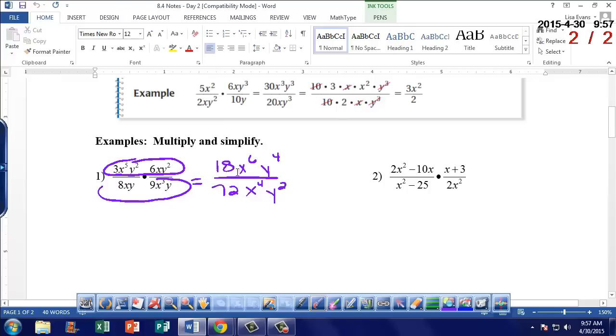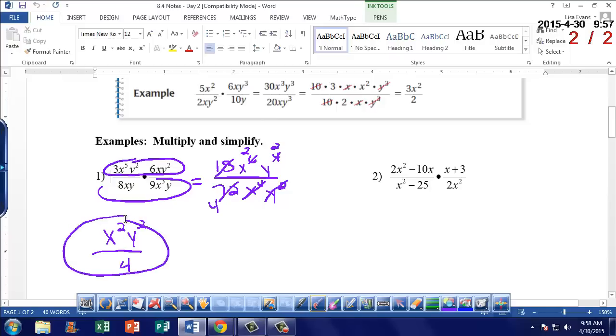Now I'm going to go ahead and divide out any common factors. 18 does divide into 72 evenly with a leftover of 4. When I'm dividing like bases, remember I subtract exponents, so I have 6 minus 4 is 2. We put it where the bigger exponent is. 4 minus 2 is 2. We put it where the bigger exponent is. So my final answer for this problem would be x squared over y squared. I'm sorry, x squared times y squared over 4. So this is nothing new. We've done this when we did our exponent unit.